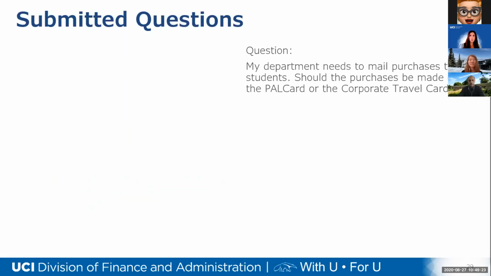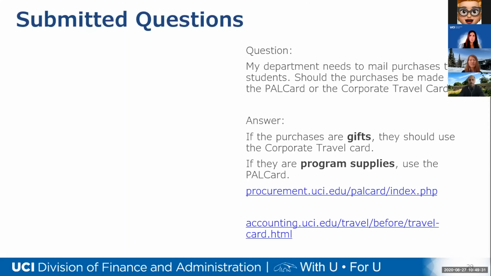The next question was, my department needs to mail purchases to students. Should the purchases be made on the PAL card or the corporate travel card? The answer is, if the purchases are gifts, they should use the corporate travel card. If they are program supplies, please use the PAL card. And we have procurement.uci.edu/PAL card and accounting.uci.edu/travel/before/travel-card. Wow, that's a long one.